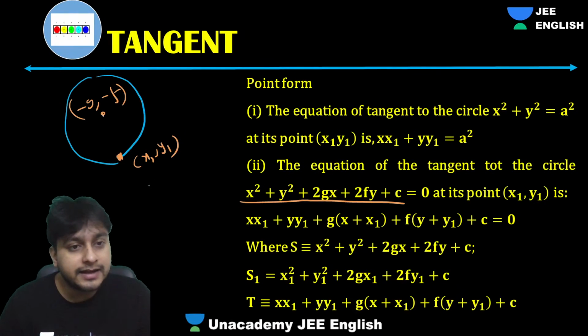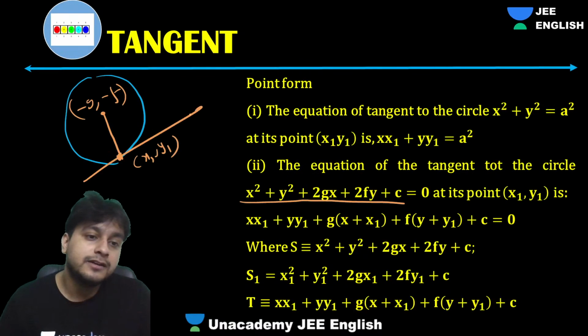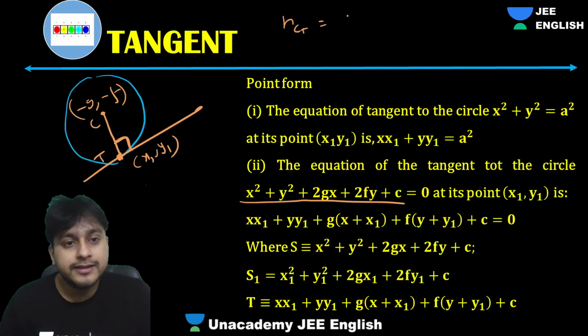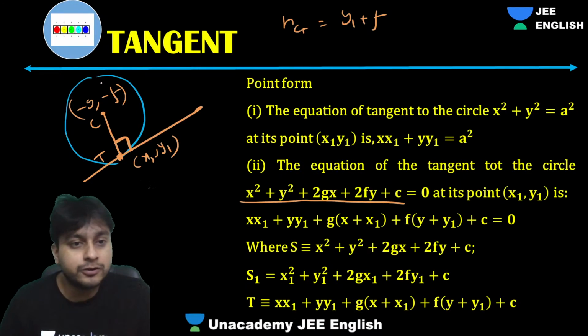So guys, can I say that again, same concept? We will get the slope easily. Slope of CT this time will be what? What is m of CT? It will be (y1 + f), right? (y2 − y1) upon (x2 − x1).